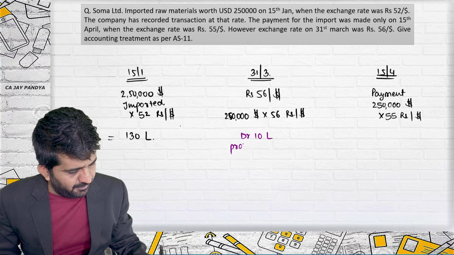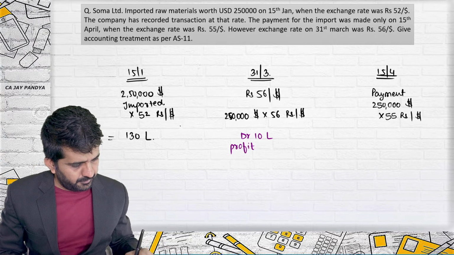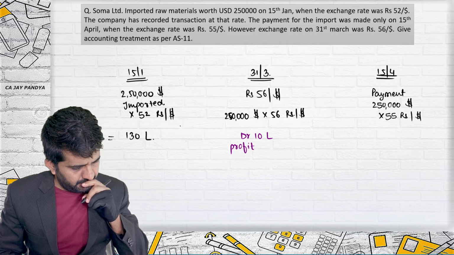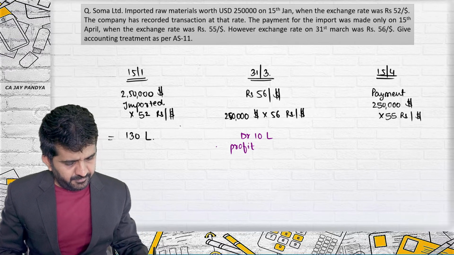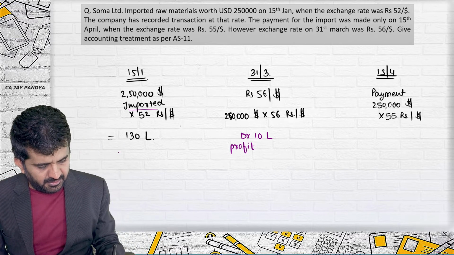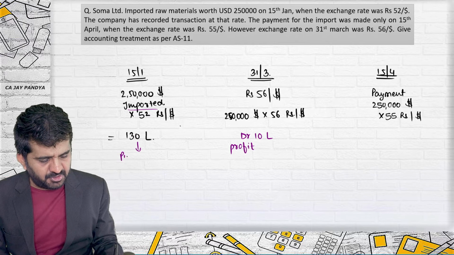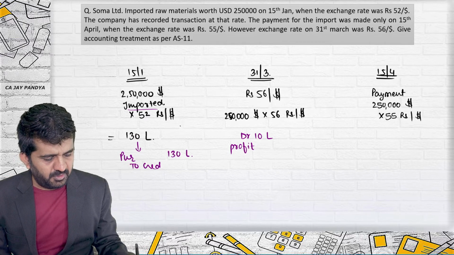And there will be profit. There should be a loss, right? Okay, they are creditors, not debtors. Is it alright? What is the journal entry passed? Purchase account debit to creditors. How much? 130 lakhs.